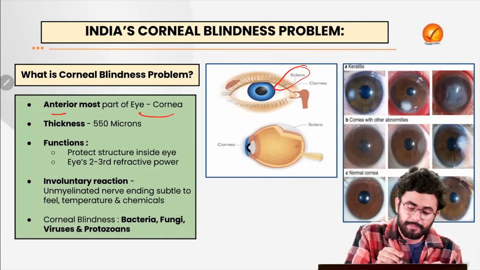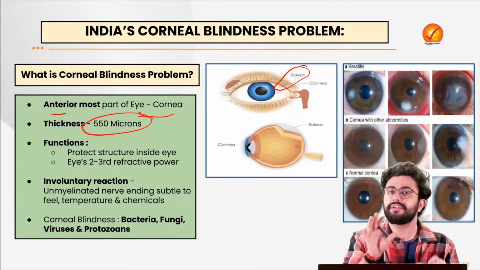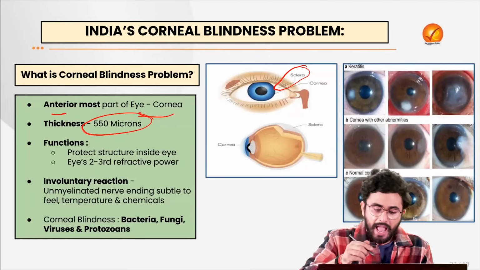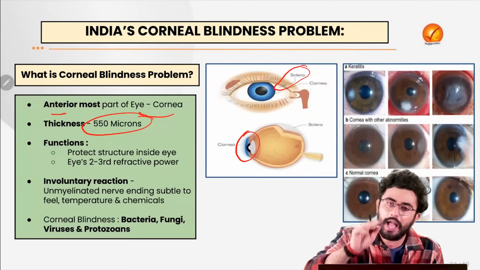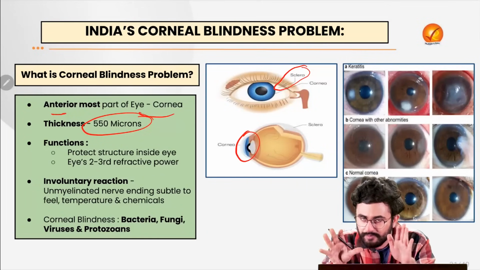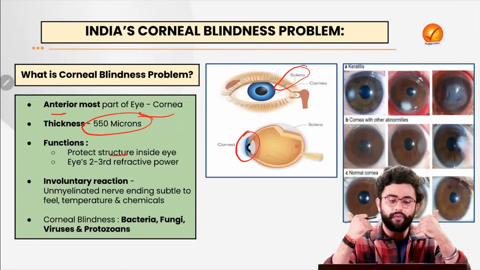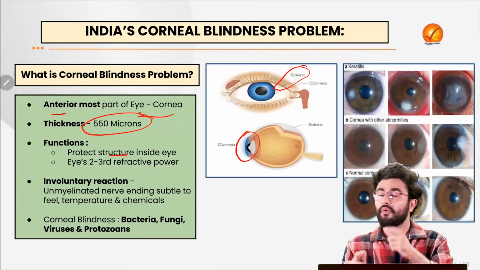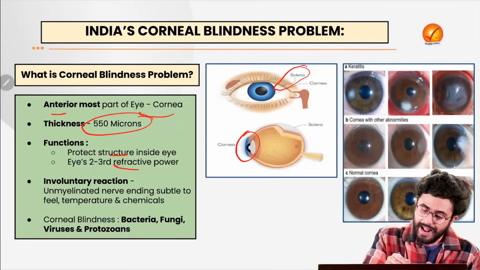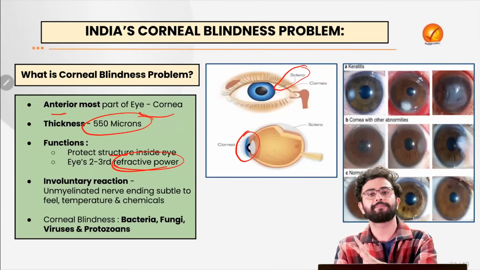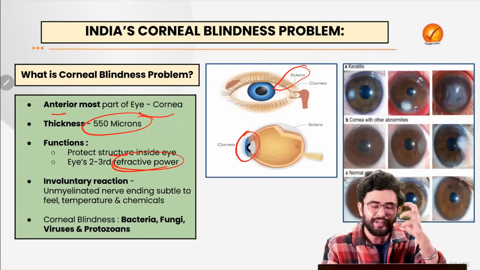This cornea is about 550 microns in thickness. And what does this cornea actually do? What is the function which it performs? It protects the structures which exist inside our eye, and it provides two-thirds of the refractive power of our eye. And it has a certain involuntary reaction.